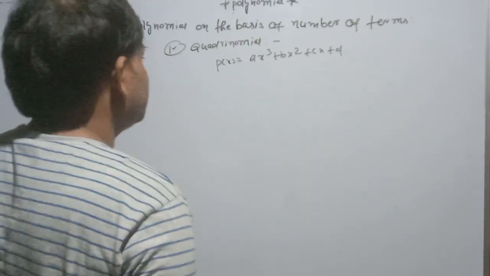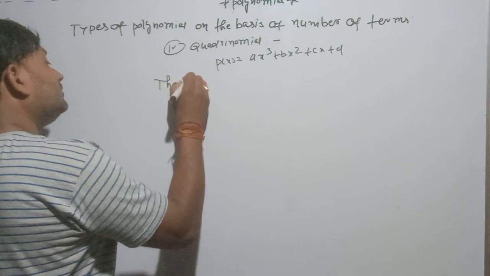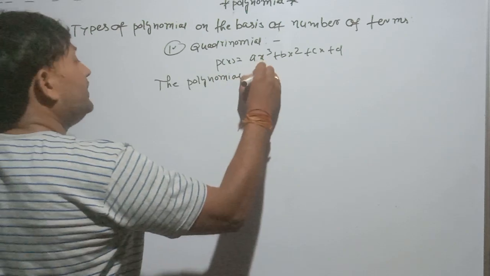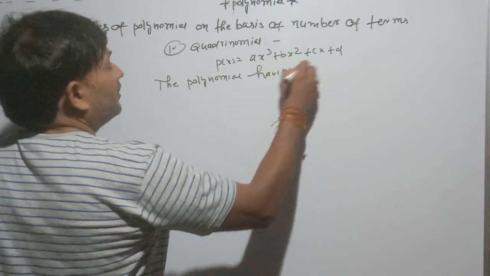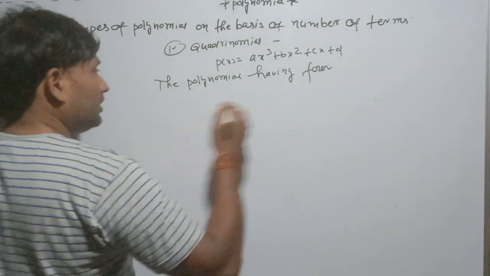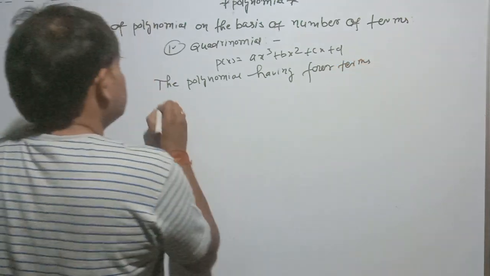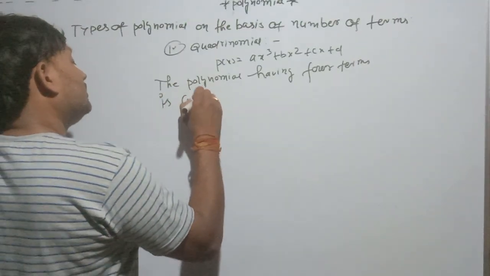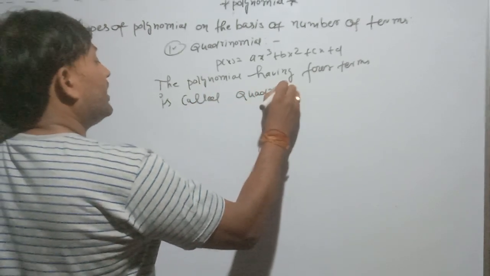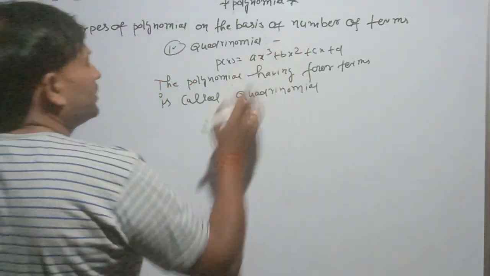So now you can define it like this: the polynomial having 4 terms is called quadrinomial. See how many terms? 4 terms.